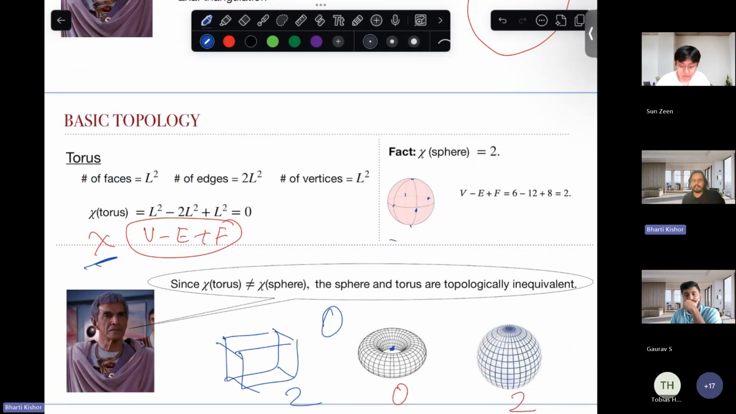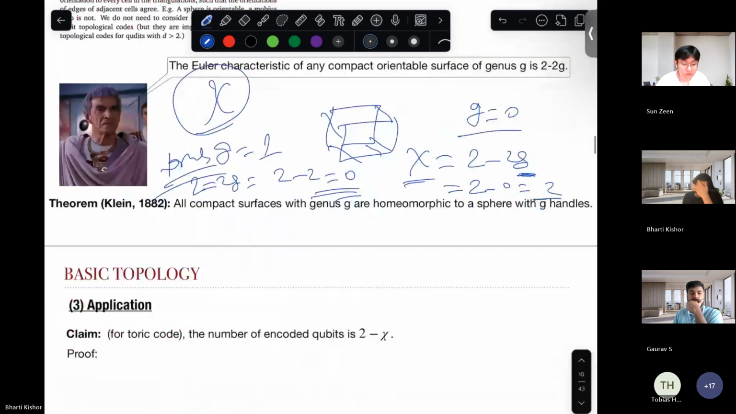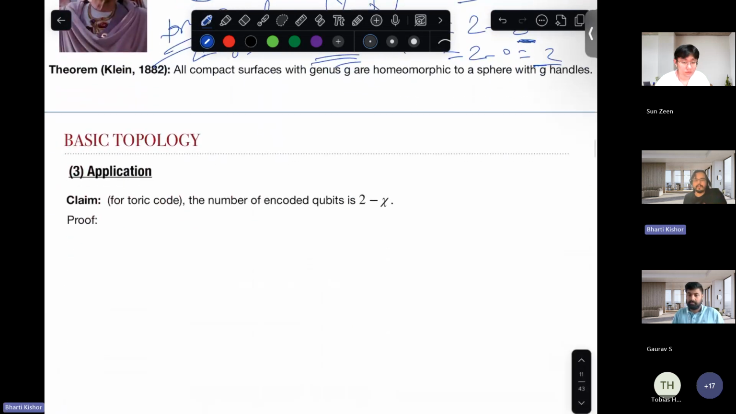So Klein basically managed to give a more general statement, which tells us that by counting genus, you can calculate the Euler characteristic. Okay. So let's now apply it. So for the toric code, the number of encoded qubits is 2 minus chi. We will try to prove it, and then let's see whether it can be useful or not.